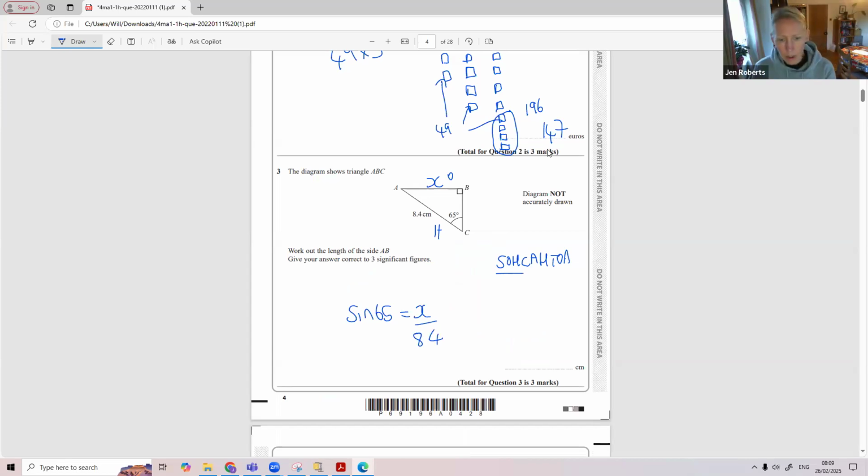How do we make x the subject here? We times both sides by 8.4. So 8.4 times sine 65 is x. To 3 significant figures, 7.61.